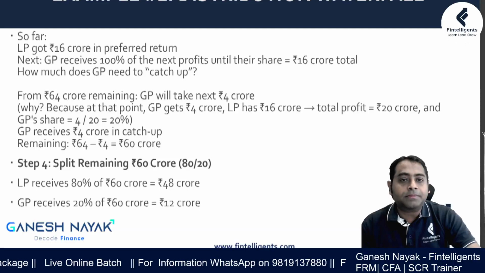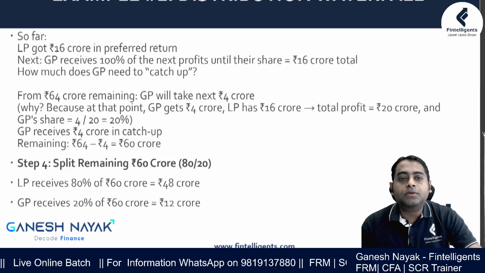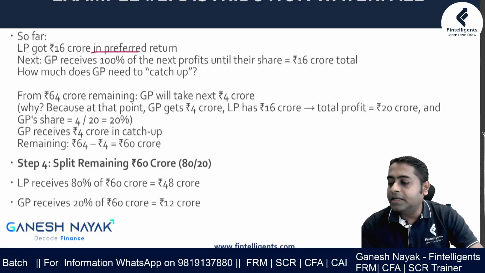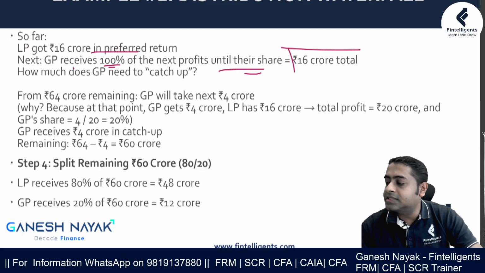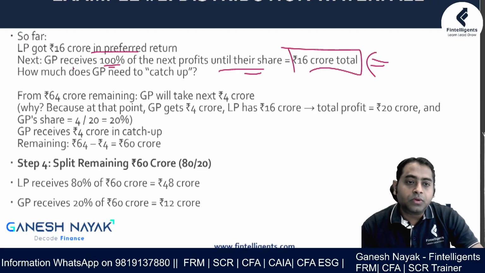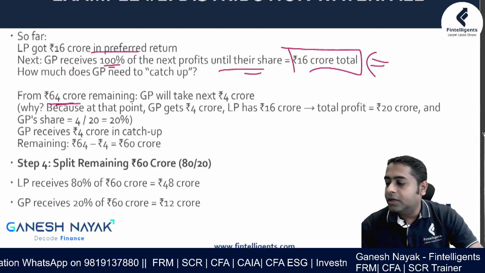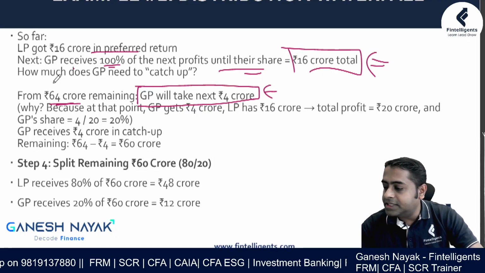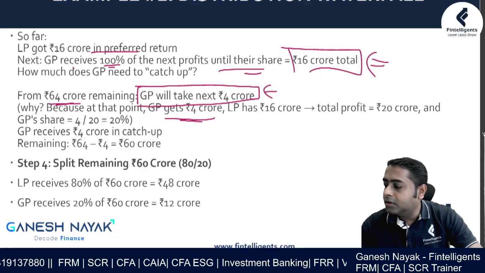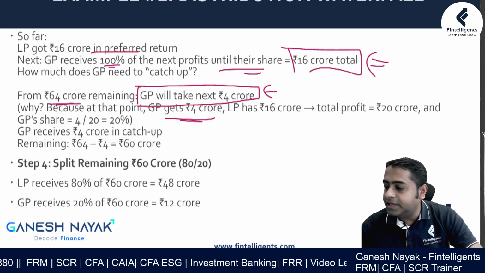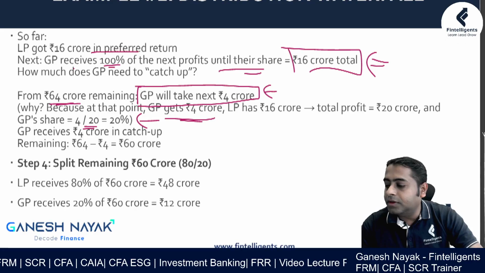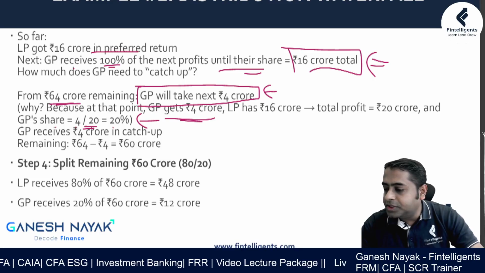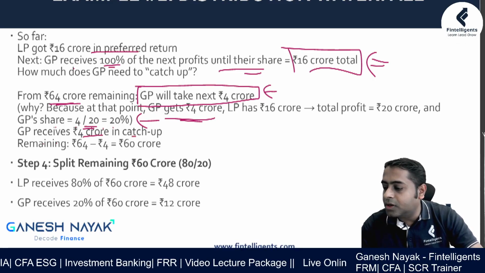Similar concept, you have to catch up. LP got 16 crore in preferred return. LP receives 100% of the next profit until the 16 crore total is reached. From the remaining 64 crore, you're first going to take 4 crore. They have explained, one second. GP gets 4 crore. What was the logic? 20%, right? Can you see over here? 4 by 20. GP's share will become 20%. GP receives 4 crore in catch up.